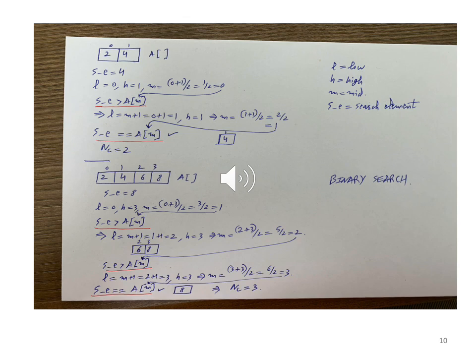What about an array of size 4? Here let's say the search element is 8. What is low? Low is 0. What is high? High is 3. Mid is (low plus high) divided by 2, (0 plus 3) by 2, 3 by 2, which is 1. So we compare the search element and A[1]. The search element, which is 8, is greater than A[mid], which is 4. So we look at the right subarray. Low is mid plus 1. The old mid is 1, so 1 plus 1, 2. High is 3, so mid is (2 plus 3) by 2, 5 by 2, 2.